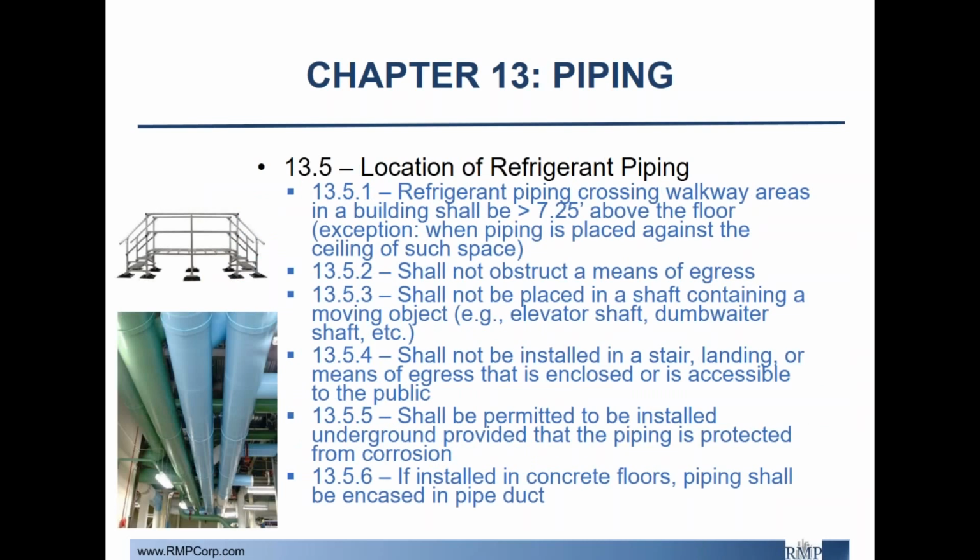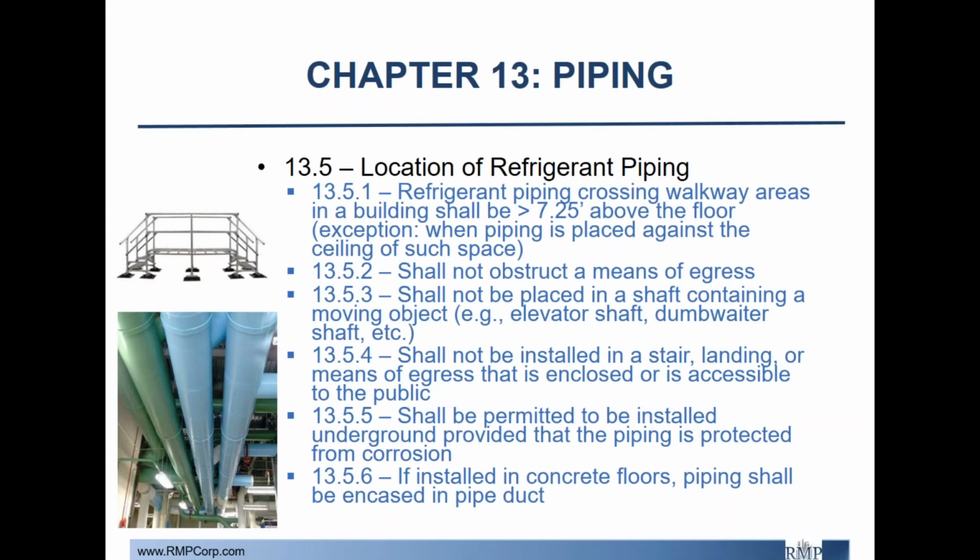The location of refrigerant piping is very important for the safety of personnel and the public. We want to make sure that there's no piping in the way of anything where there's a lot of foot traffic. Refrigerant piping crossing walkway areas should always be greater than 7.25 feet above the floor. An exception to this is when piping is placed on a shorter room and they're on the ceiling.